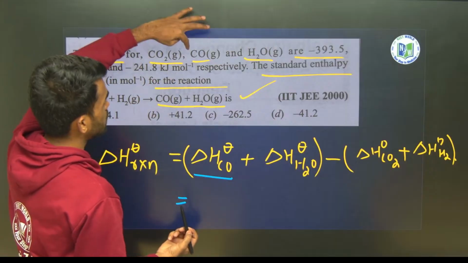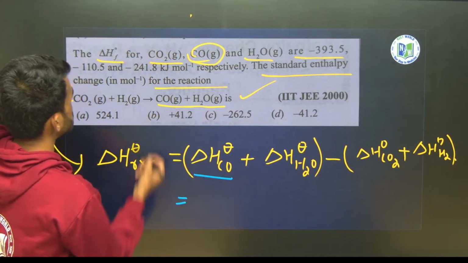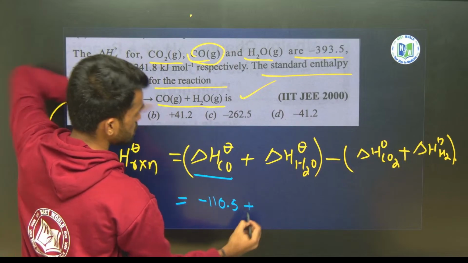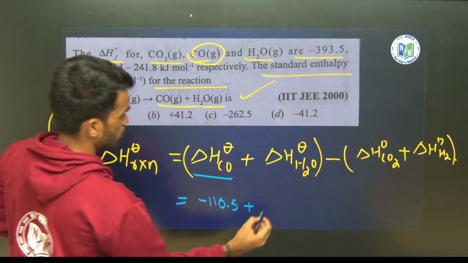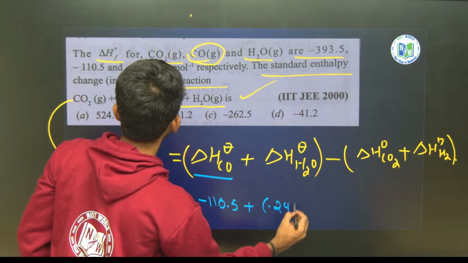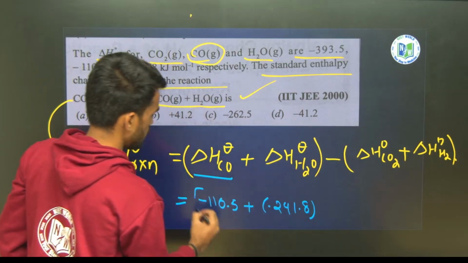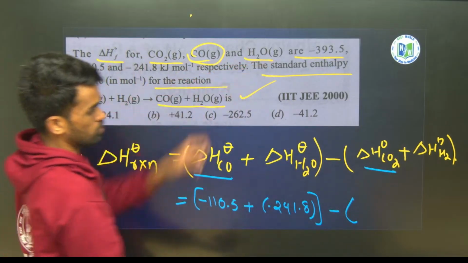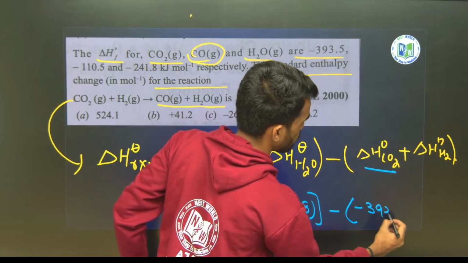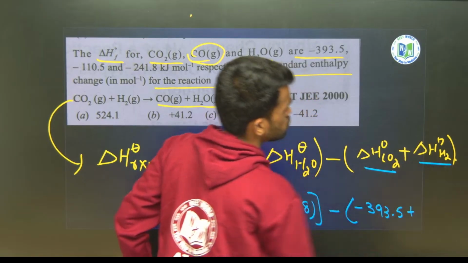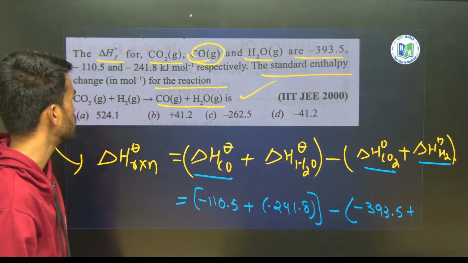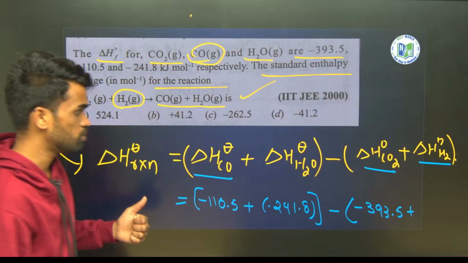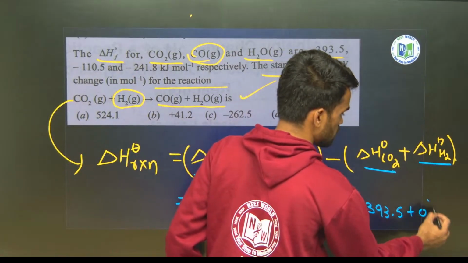CO2, CO is given. So for CO, the second value here is minus 110.5, plus, and for H2O the third value is minus 241.8. Then minus, the CO2 value is the first value, minus 393.5. And what about H2? The standard state of hydrogen is the gaseous state here, so it is in the standard state. It means you can take its value as 0.